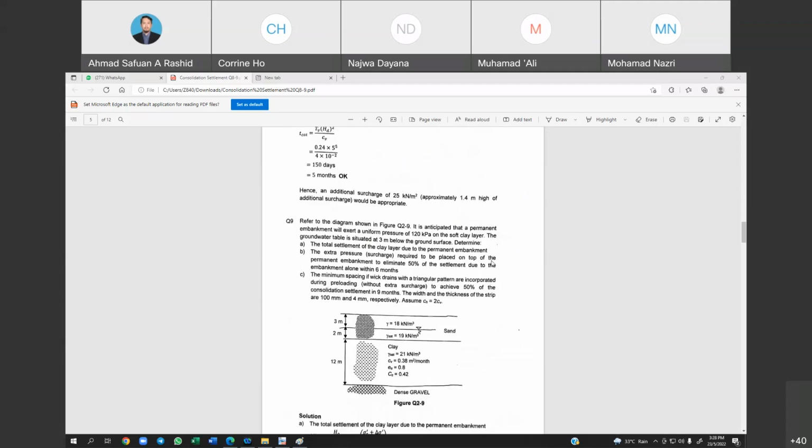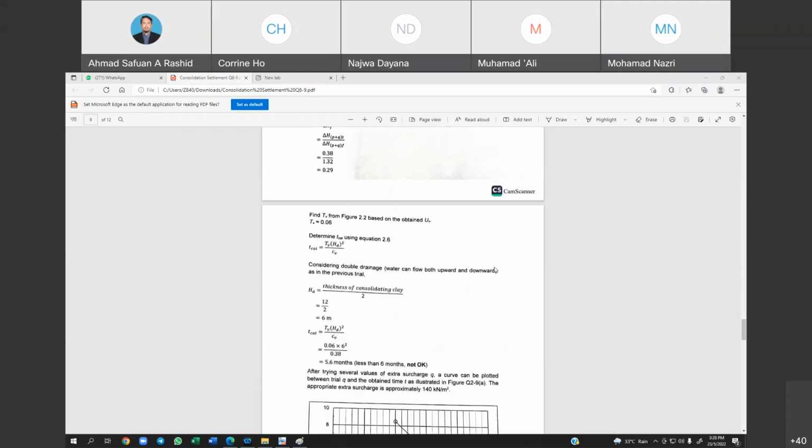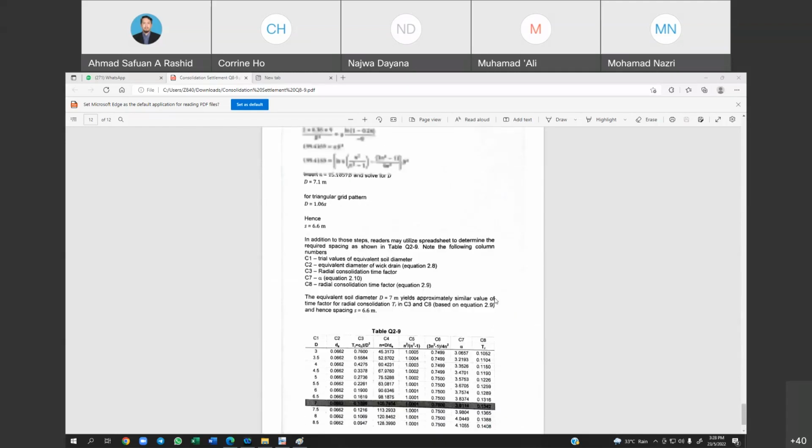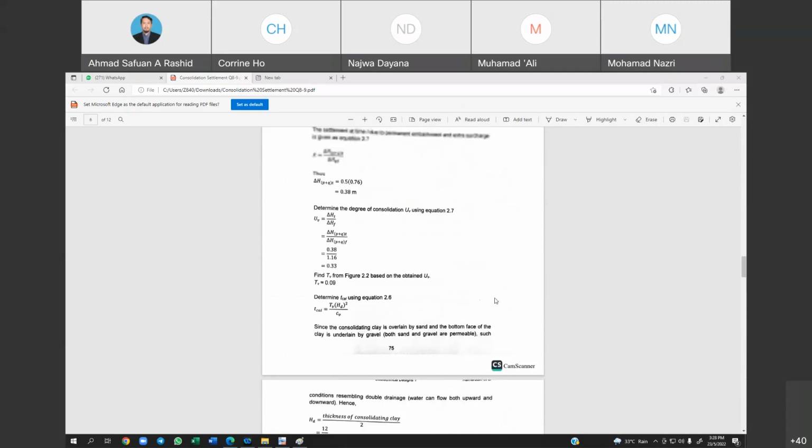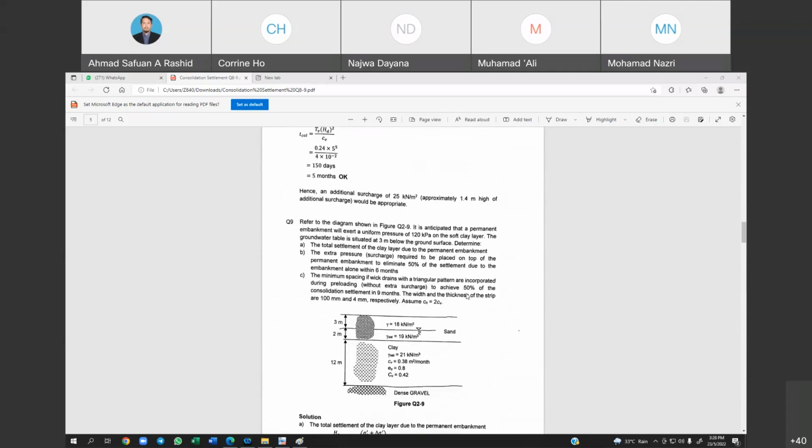Okay, so the last question, panjang. Saya laju, saya tengok mana yang boleh skip. Refer to the diagram Q29. It is anticipated that a permanent embankment will exert a uniform pressure of 120 kPa on the soft clay layer. The groundwater table is situated at 3 meter below the ground surface. The total settlement of the clay layer due to the permanent embankment.